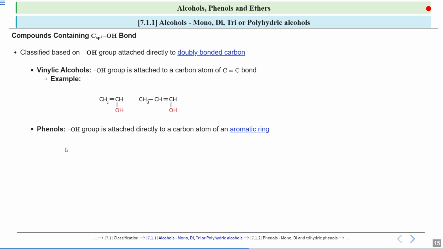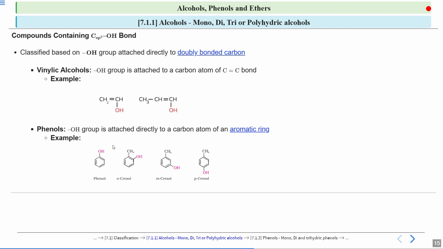The next category is phenols. In phenols also, the hydroxyl group is attached to an sp2 hybridized carbon, right? The OH group is attached directly to a carbon atom of an aromatic ring, which is sp2 hybridized. For example, we have this phenol, the very common one, where the hydroxyl group is attached to the carbon of the aromatic ring.